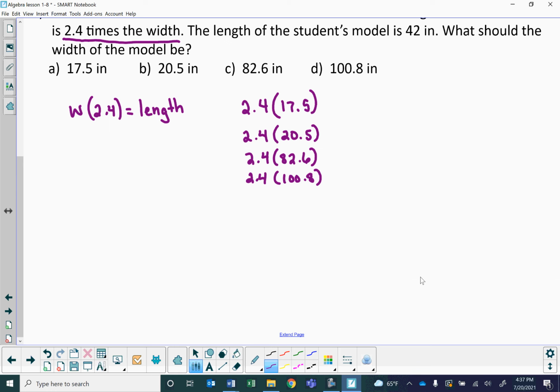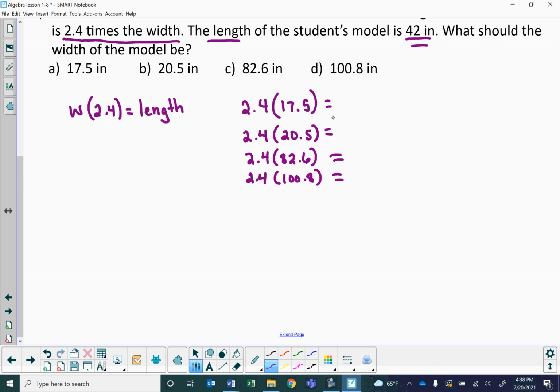Now, obviously, I know these all have to equal 42 because it says the length has got to be 42. So I can automatically tell you right now that these two are going to be too long. Because if I multiply 82.6 times 2.4, it's going to be a lot longer than 42. I'm just going to do all the math on all four, but if this was a timed test, I could literally look at this and eliminate C and D right off the bat, because they're both longer than 42 before I even multiply them by 2.4. But since I said we should probably check all the answers, I'm going to check them all.